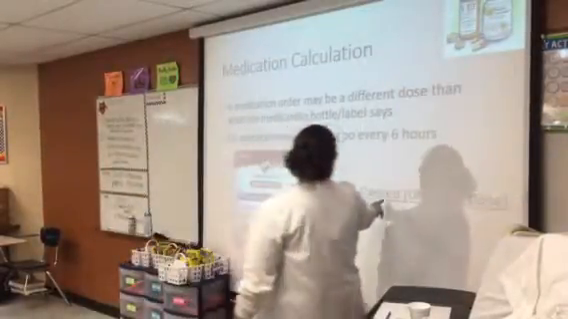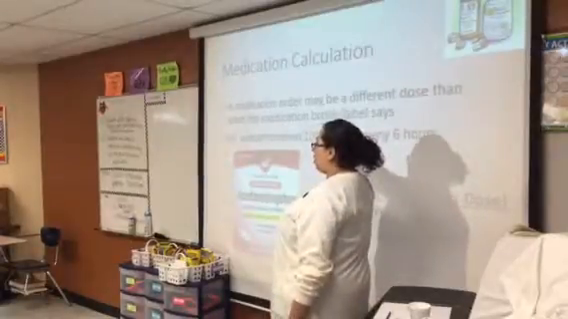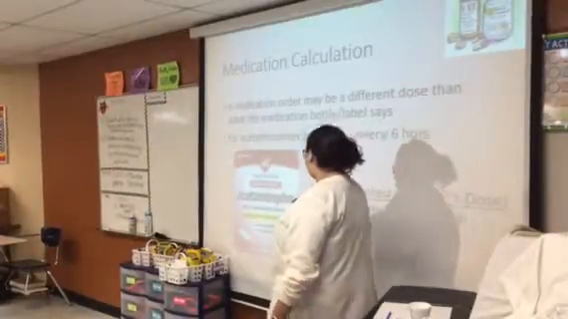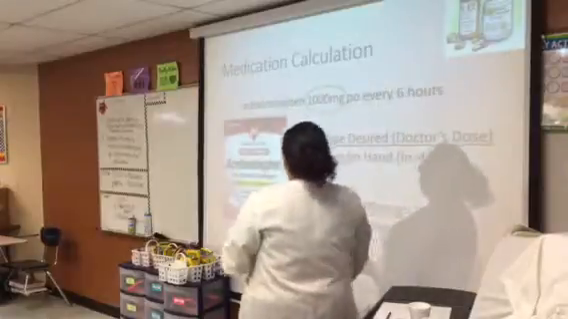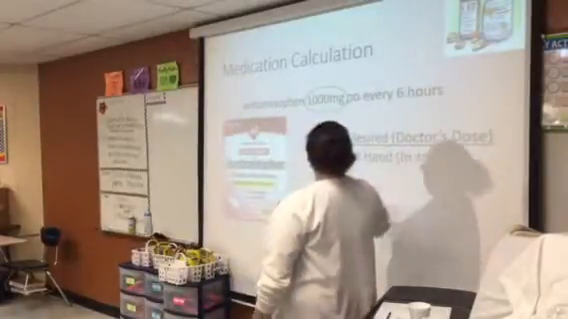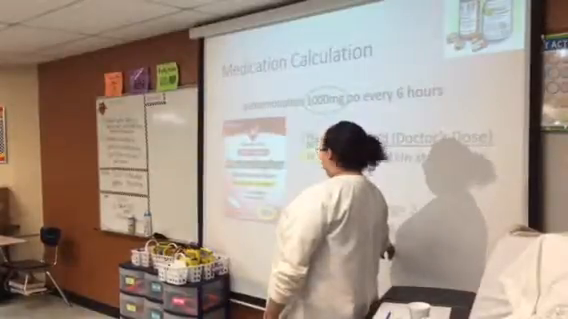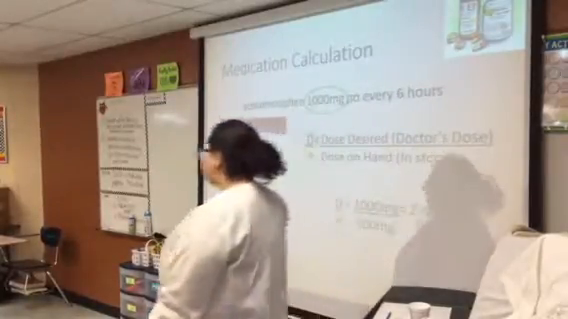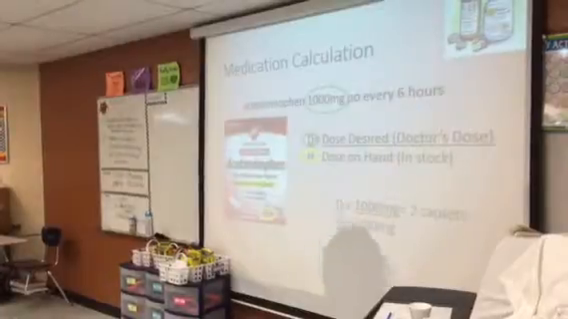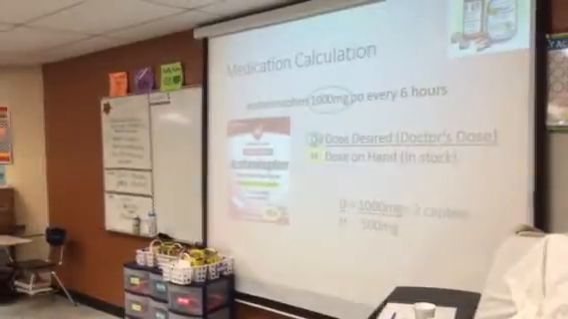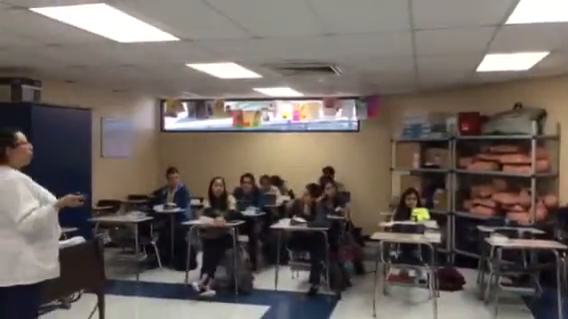So what is the doctor's order? 1,000 milligrams, and what do we have? 500. So this is how we set it up. D over H, we would put 1,000 milligrams over 500, and what does that equal? 2. So we know that we're gonna give 2 tablets, okay? So that's how we do simple calculations, okay?